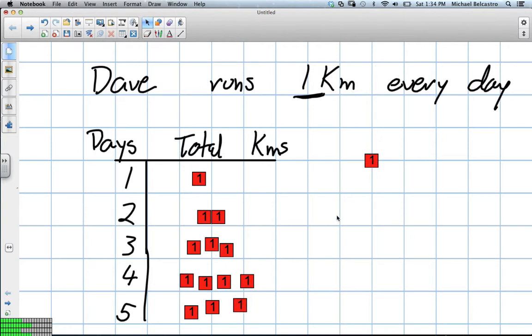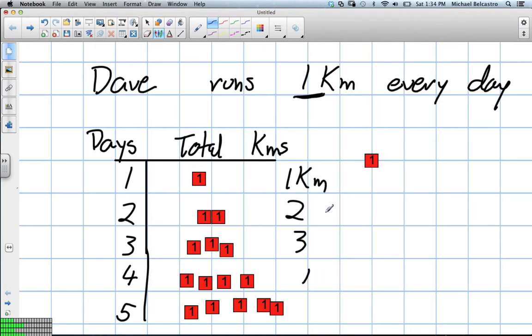Slow today. Yeah, very slow today. And that guy didn't even make it all the way down here. There we go. So we know they're going to represent our 1 kilometer, 2, 3, 4, and 5 kilometers.